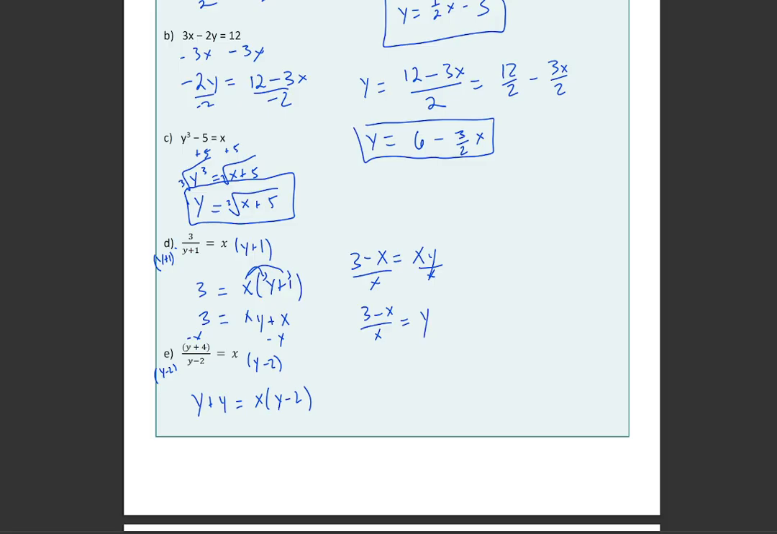Okay, we've got to keep trying to get y alone. Now we have y's on both sides. So let's distribute our x term first. So that'd be xy minus 2x.